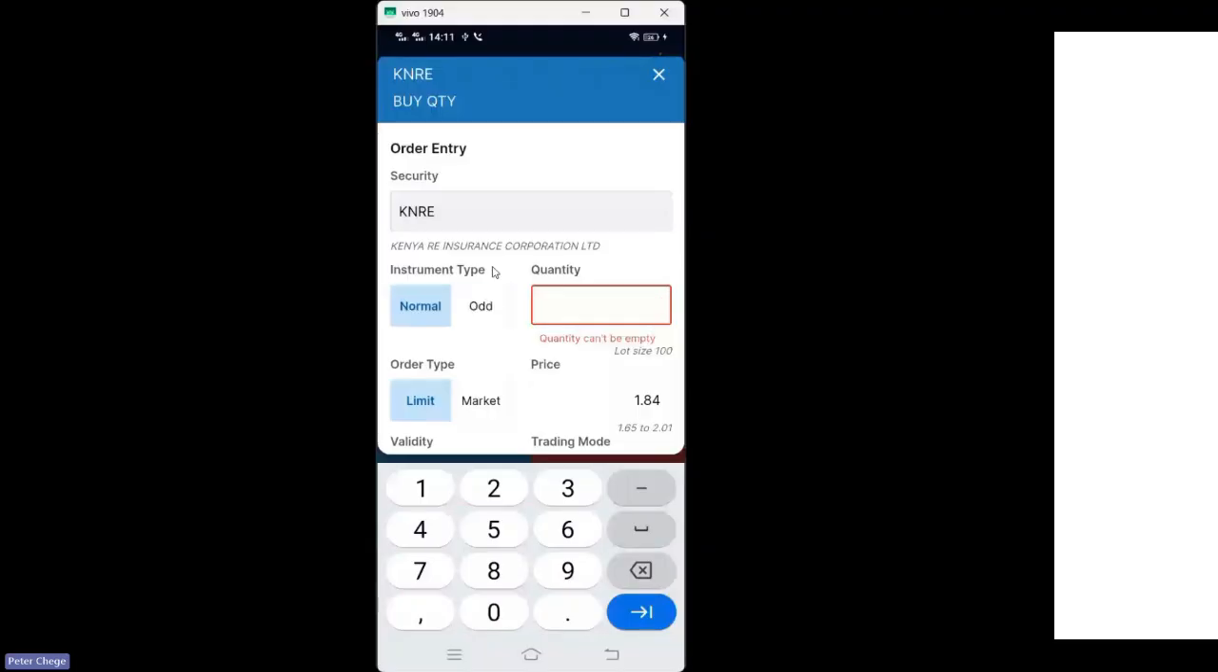What if you want to buy 150 shares? You split it into 2. Normal 100, and 50 shares under ODD. Why do you need to buy ODD?